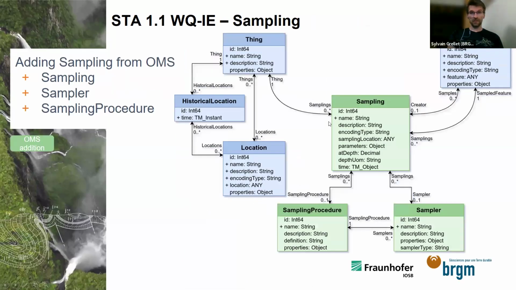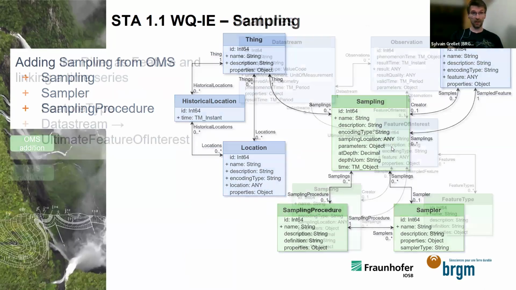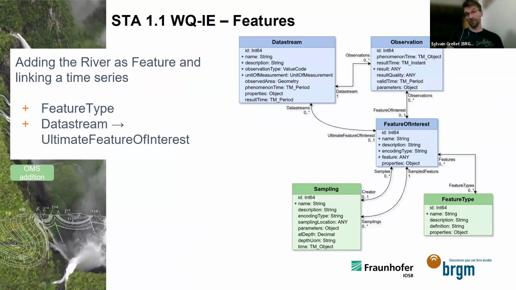We introduced all that is around sampling, and the sampler and procedures and stuff like that. And we also enriched the feature of interest from SensorThings to enable it to describe our rivers or aquifers or ultimate feature of interest, but also the samples. And we added kind of soft typing for feature type.